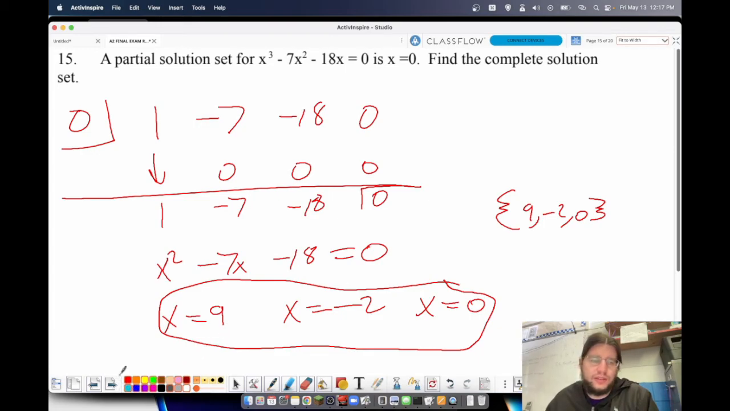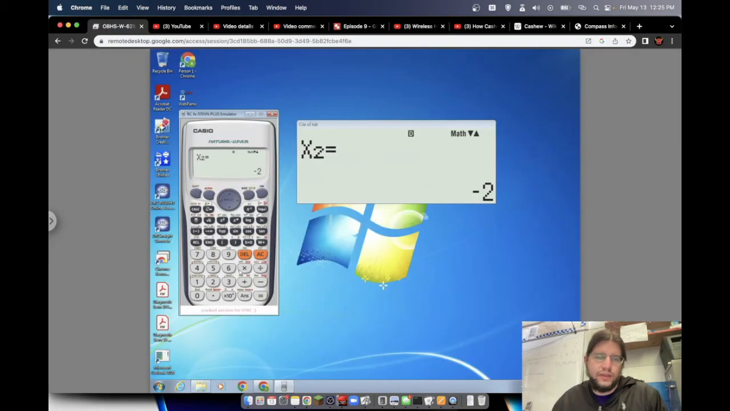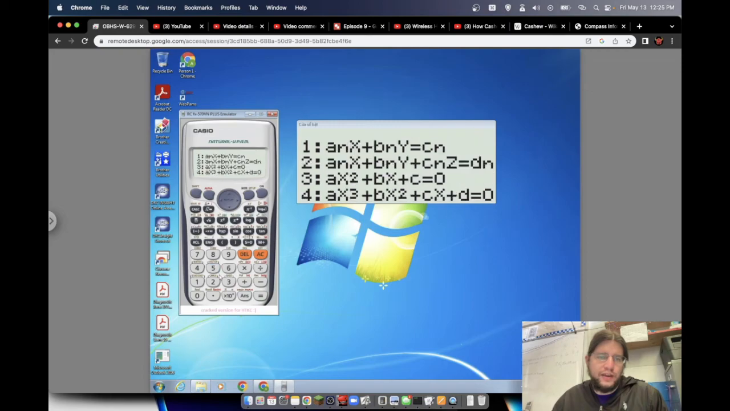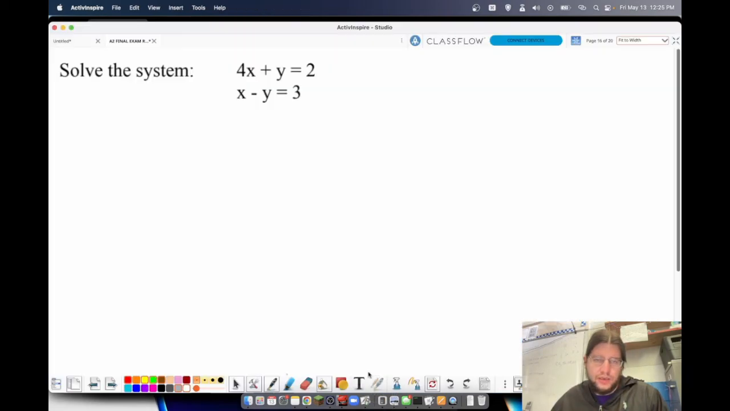And let's get 16. All right, so now we got a system of 2 equations. So easy enough. Take our calculator. Mode 5, 1 this time. And we just type in our coefficients. Make sure you are in standard form. ax plus by equals c, ax plus by equals c. All of your equations need to be in standard form before you put them in the calculator.